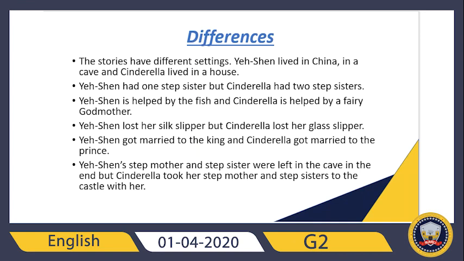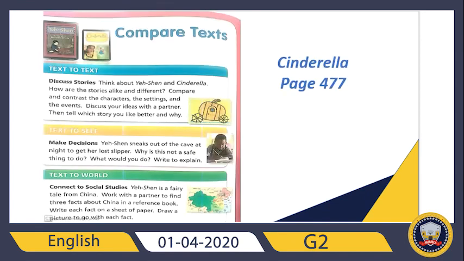So you can see the differences and the similarities. So we have compared them. We have compared and contrasted the characters, the settings and the events. Next one, make a decision. Yixin sneaks out of the cave at night to get her lost slipper.